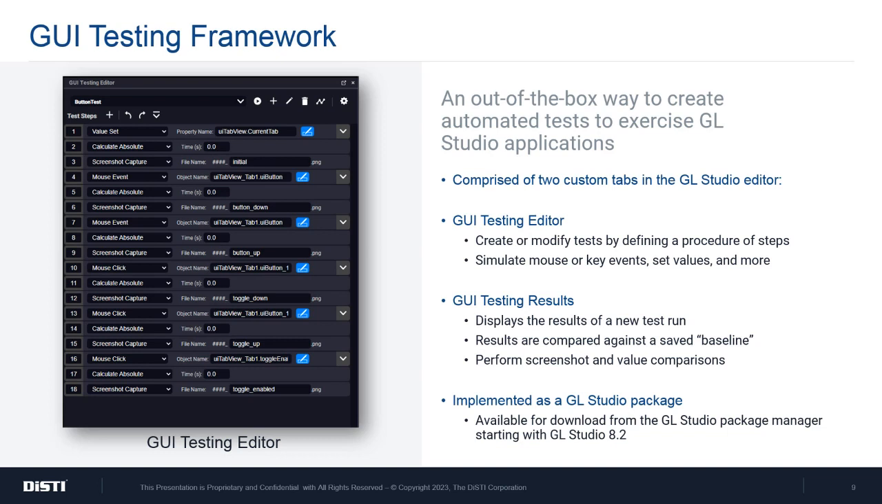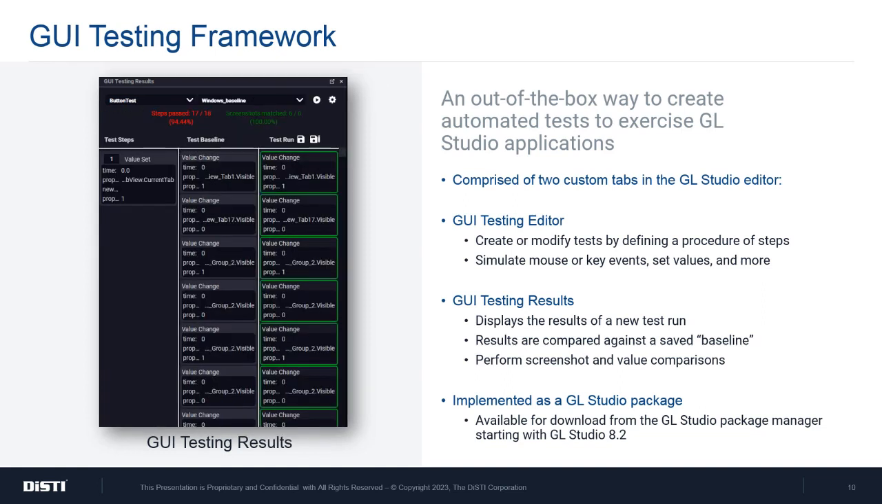We've implemented this GUI testing framework in a front end and a back end. The front end is available to you in the GlStudio editor, and it has 2 customized tabs that will show up in the editor for you. One of these is the GUI testing editor, which you can see an example of over to the left, and the GUI testing results. The GUI testing editor allows you to define a list of test steps that will exercise your application, doing things like changing property values, injecting mouse and keyboard events, as well as recording screenshots that can be compared to your baseline to see whether or not your application behaved the way it did before.